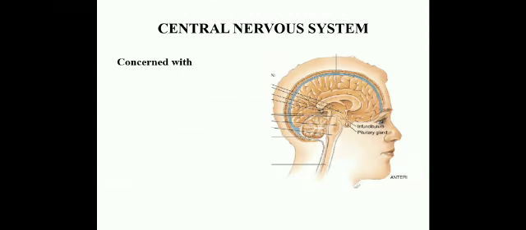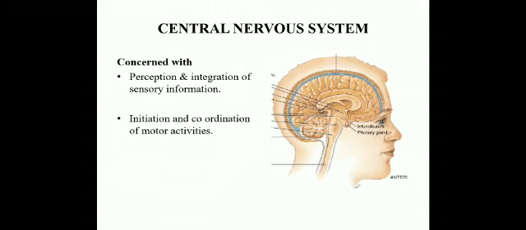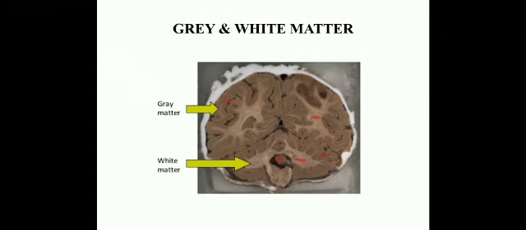So, the central nervous system is concerned with perception and integration of sensory information. It helps in initiation and coordination of motor activities, and the motor activities are actually sense originated, sense guided and sense controlled. The central nervous system includes the brain and the spinal cord.